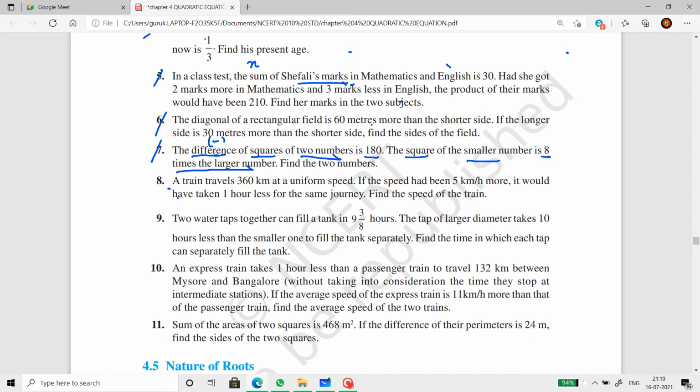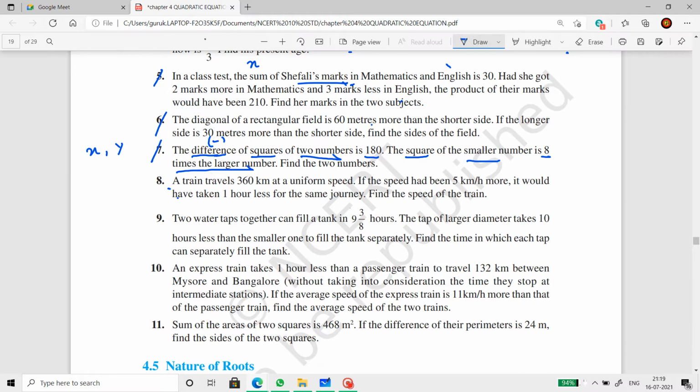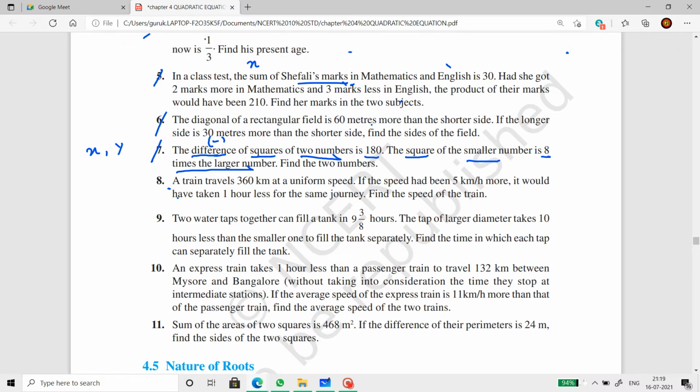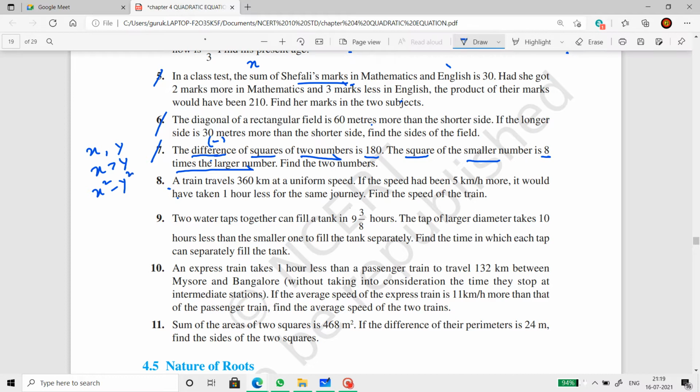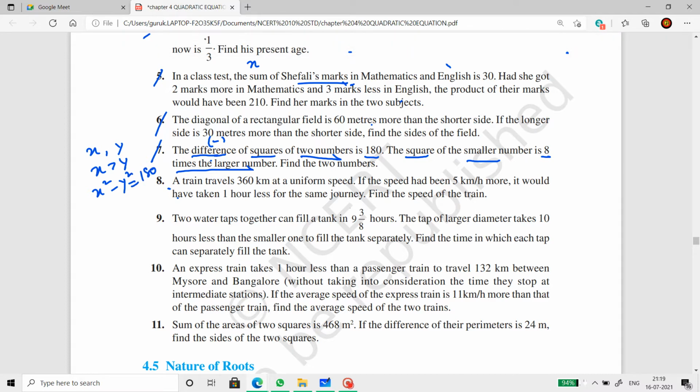First thing we have to do is to decide what the numbers are. As usual, we'll take the numbers as x and y. This is not enough. We need to say which one is greater according to our assumption. We took two numbers x and y and we consider x is greater than y. So then it's the square of the difference. So that means x square minus y square equals 180. If x is greater than y, x square is greater than y square. So therefore x square minus y square equal to 180 according to the first line of the question.